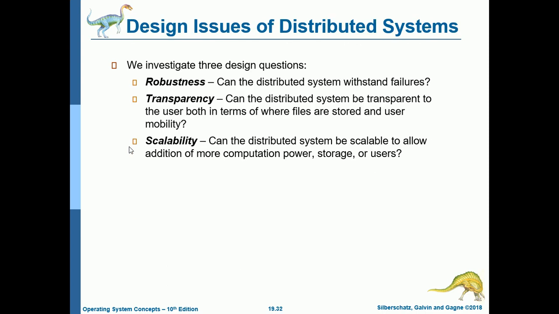Okay, so design issues of distributed systems. We investigate three design questions: robustness, transparency, and scalability. For robustness, can the distributed system withstand failures? For transparency, can the distributed system be transparent to the user both in terms of where files are stored and user mobility? And another is scalability. Can the distributed system be scalable to allow addition of more computation power, storage, or users? We're going to discuss this one by one on the next slides.